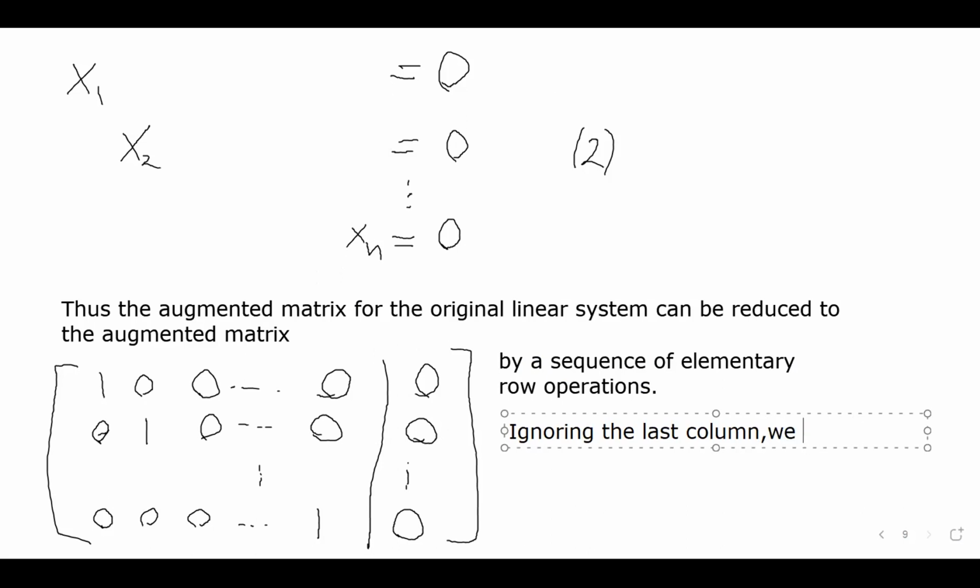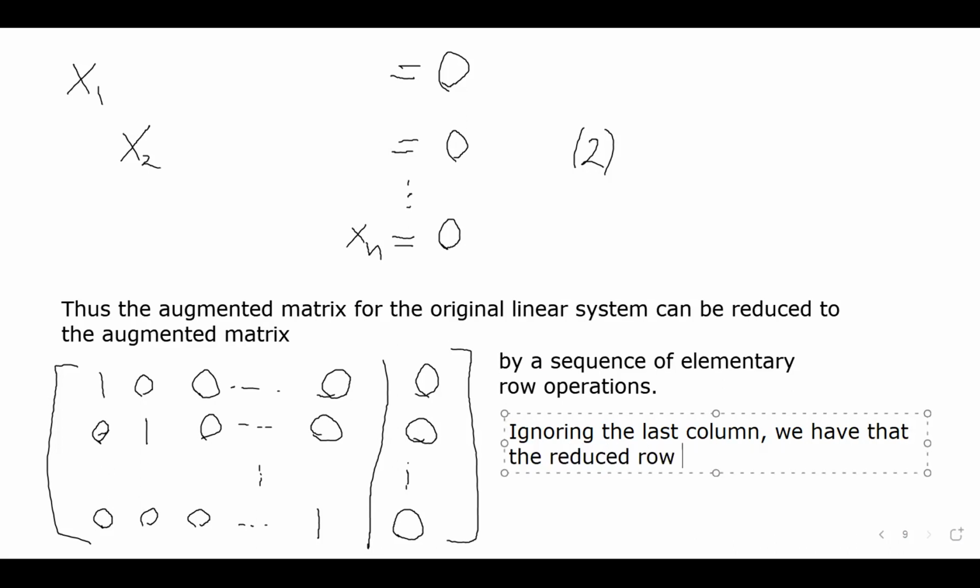we have that the reduced row echelon form of A is the identity, is I sub n. I'm just going to write a subscript n here, I sub n, period.